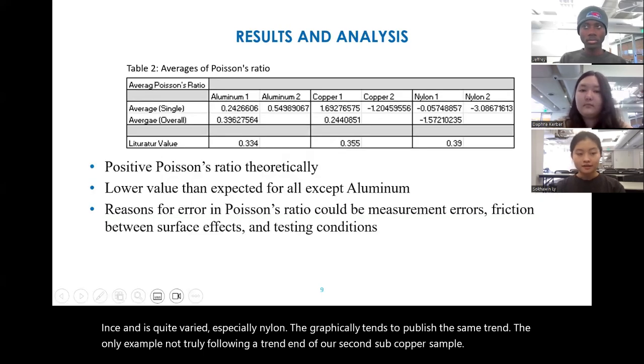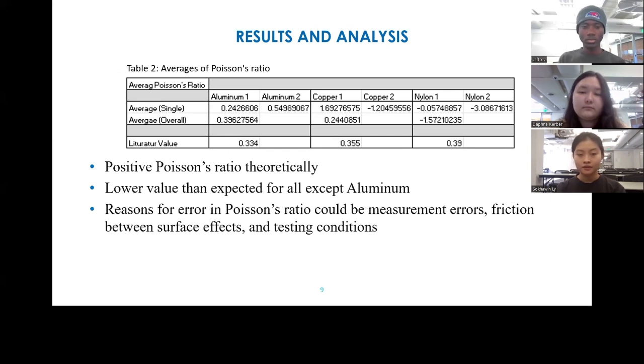Most materials should exhibit a positive Poisson's ratio, meaning they tend to contract in the perpendicular direction when being stretched. In contrast, a negative Poisson's ratio does exist, although it's less common. It shows that the material expands laterally as it is being stretched. Theoretically, we expect the Poisson's ratio for each of the samples to be positive, but in comparison to the theoretical value, the experimental data showed that the Poisson's ratios are all lower than the expected value except for aluminum.